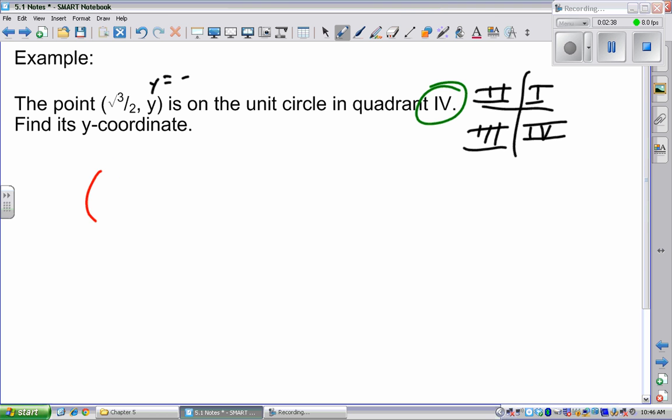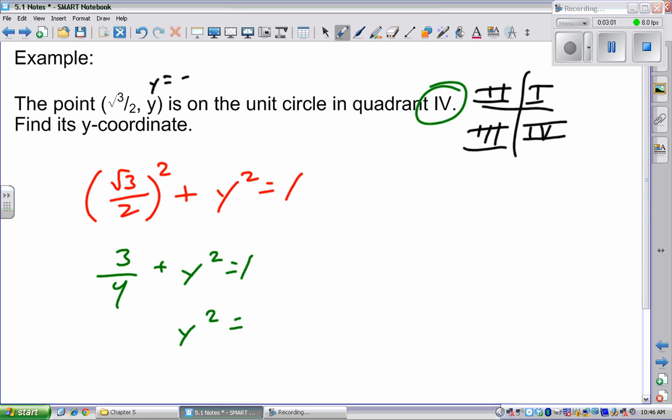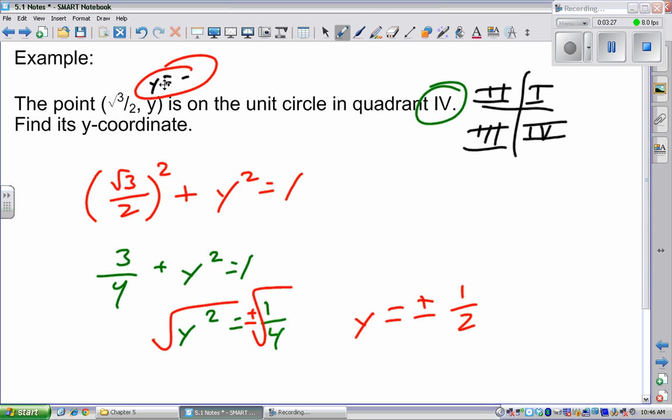So now let's plug it in and solve. Square root of 3 over 2 squared plus y squared equals 1. Square root of 3 squared is 3. 2 squared is 4. Plus y squared equals 1. So subtract 3/4 over. 1 minus 3/4 is 1/4. Since it's y squared, we have to square root both sides. And when you square root, it could be positive or negative. So we have y equals positive or negative square root of 1 is 1, square root of 4 is 2. So positive or negative 1/2. And then like we set up here, y has to be negative, so y equals negative 1/2.